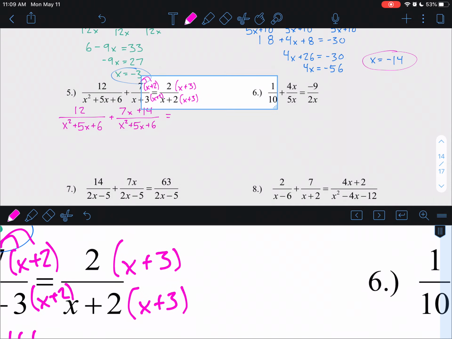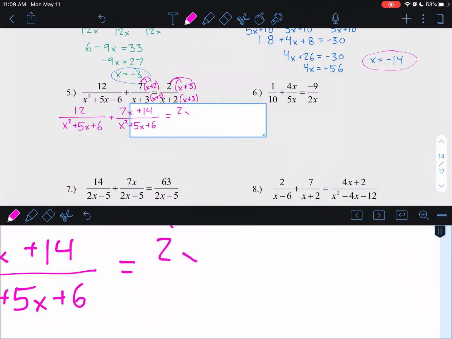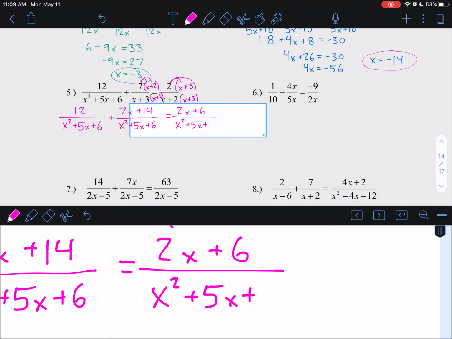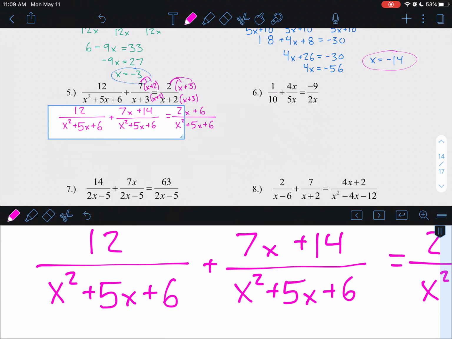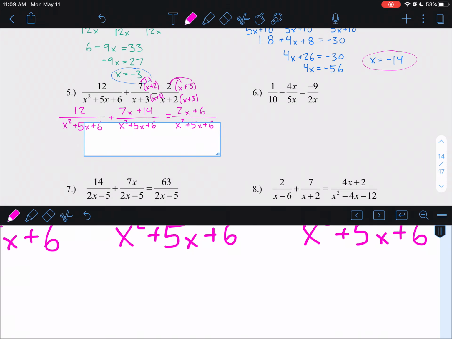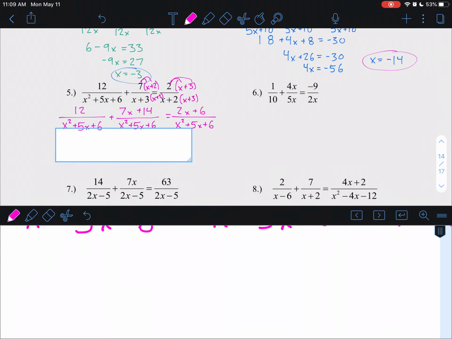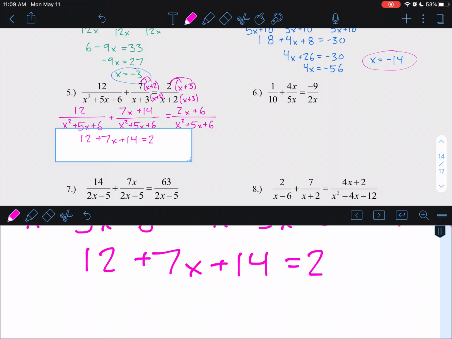Equals, and then let's see, I have the 2 times the x and the 2 times the 3. So it's going to be 2x plus 6 over x squared plus 5x plus 6. And now they all have the same denominator, so I can get rid of that denominator. I'm just going to rewrite this without the denominator. So 12 plus 7x plus 14 equals 2x plus 6. And that's just the same equation, just without the denominators now.